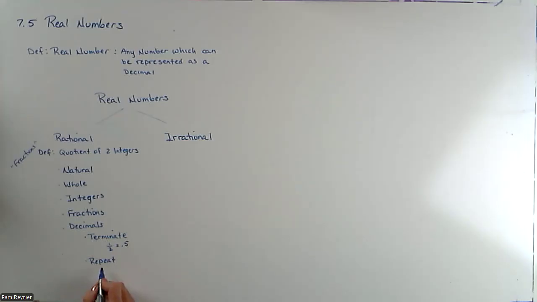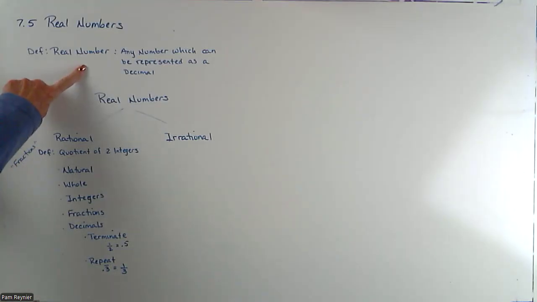So for example, 0.333 repeating. In class the other day, we showed that that's the same as the decimal 0.3 repeating, which is the same as the fraction 1/3. So for the same reason, it is rational because I can write it as a fraction. It is real because I can write it as a decimal.